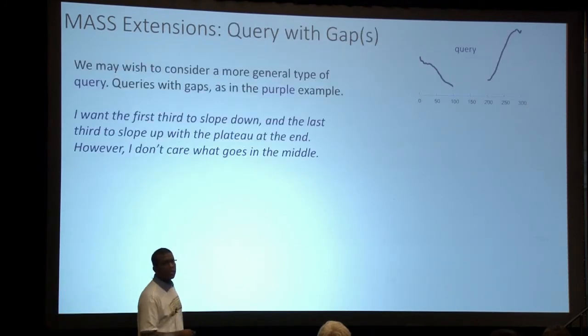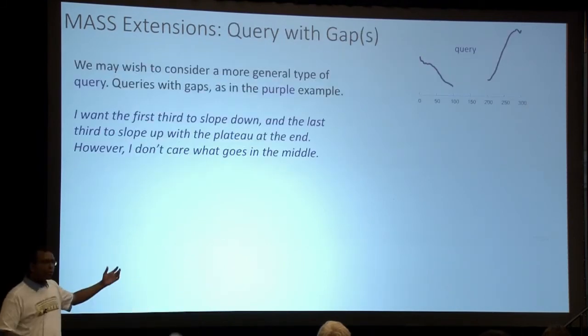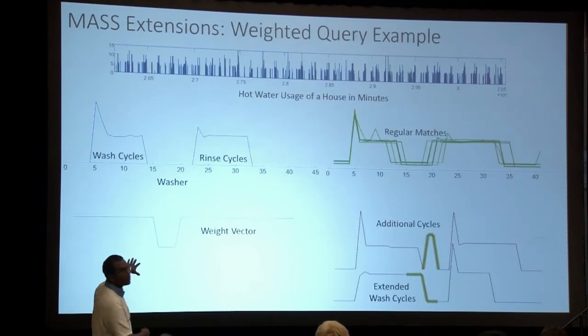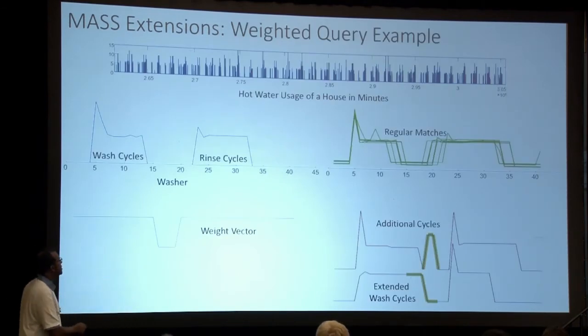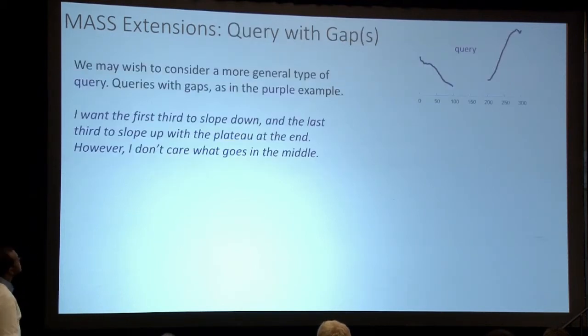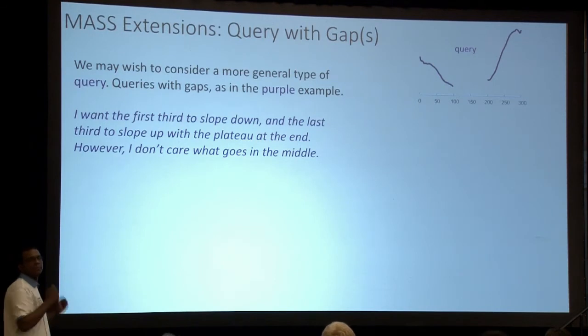Final thing. So queries with gaps. Sometimes you say, I mean, we already have seen an example of queries with gaps. So you want a query where the left and right match, but not the middle one. But you can actually say a little bit more complex thing. You can say that I want the first third to slope down, then 1/3 of gap. I don't care what's there. And the other third, you slope up. And you don't mention what the slope should be. You just say it's the slope.